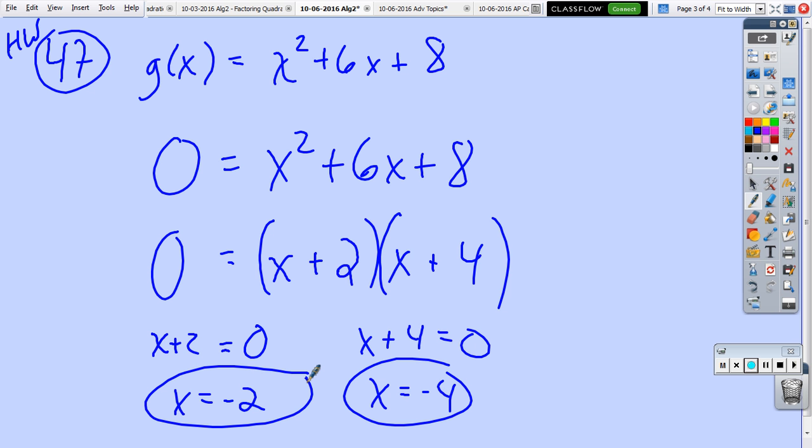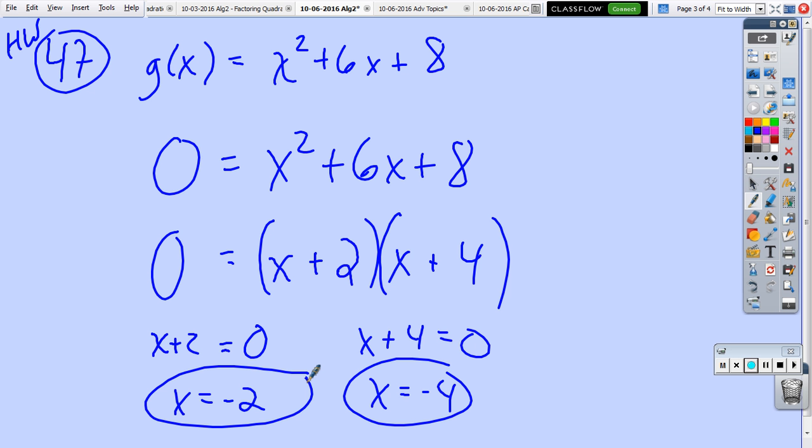This is where the function equals 0, right? Because the where part, the x, is the independent variable. What is the value of g of x? What is the value of the function when x is negative 2, when x is negative 4? And they should both produce an output of 0.